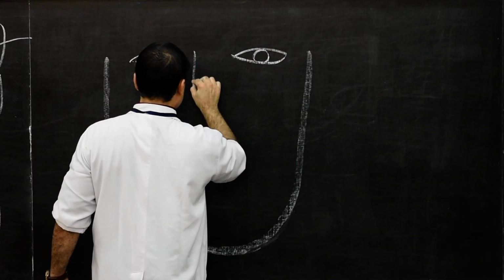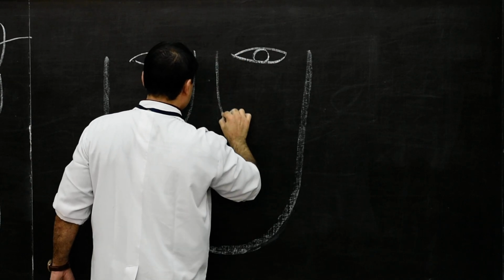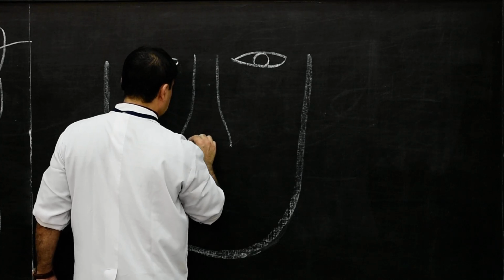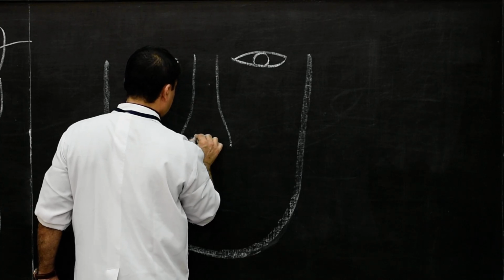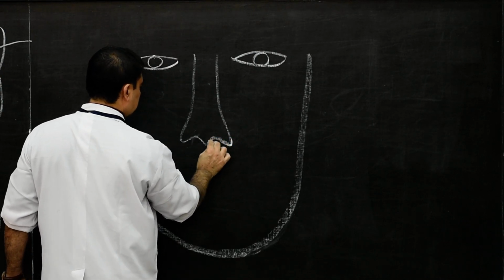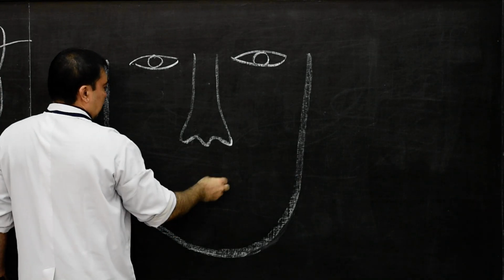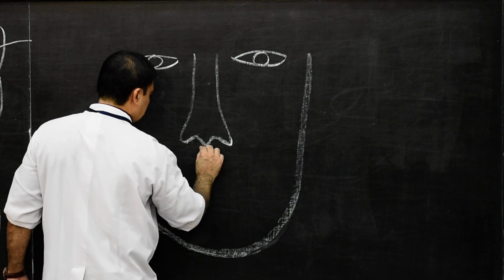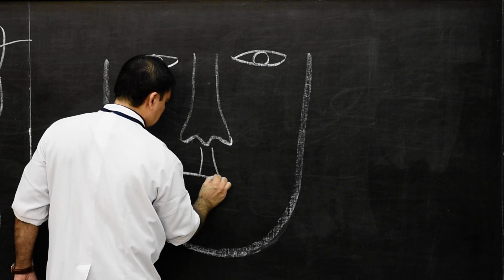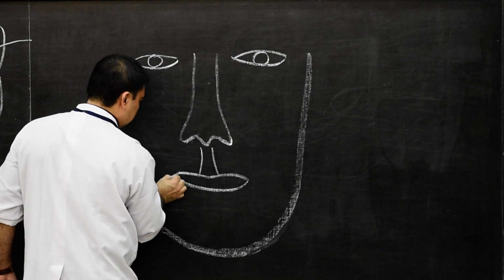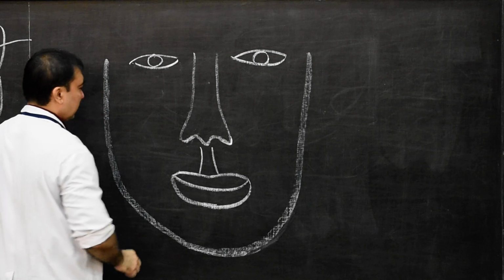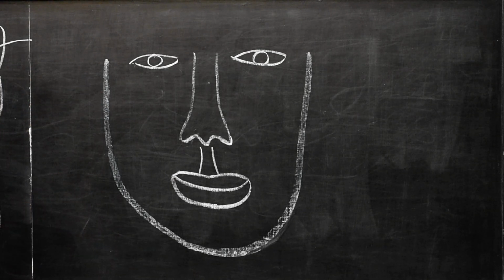Then we show the median nasal process. This we show median nasal process in this way. The external nose. Then we show here, this is the philtrum, and we show the upper lip. Similarly, we show the lower lip. This is how we make a rough diagram.